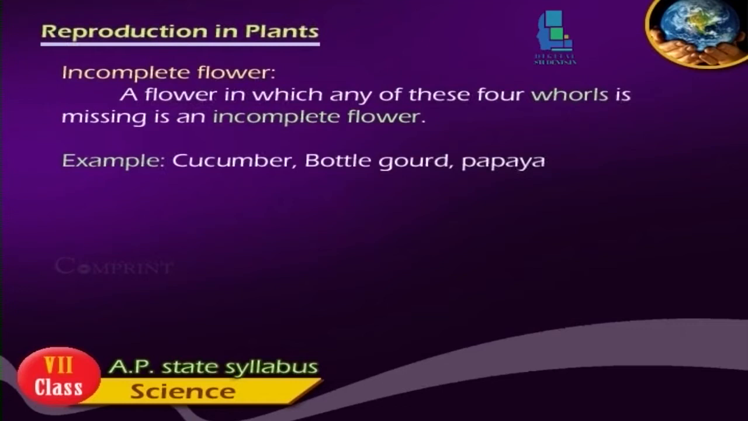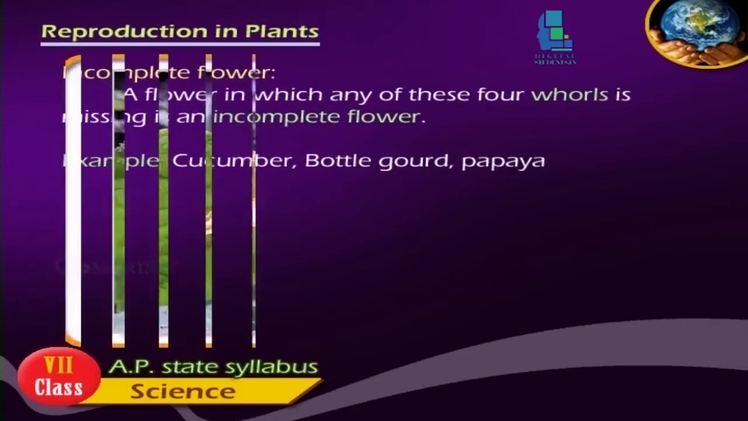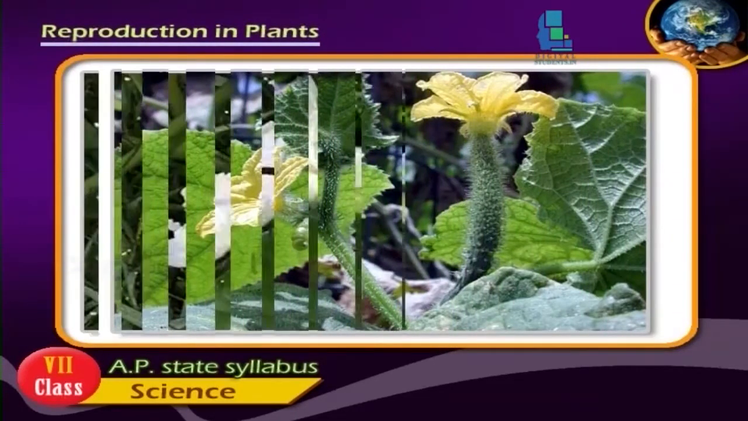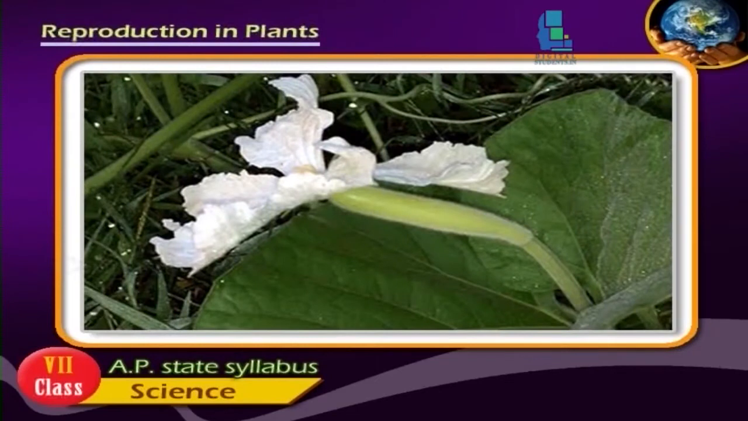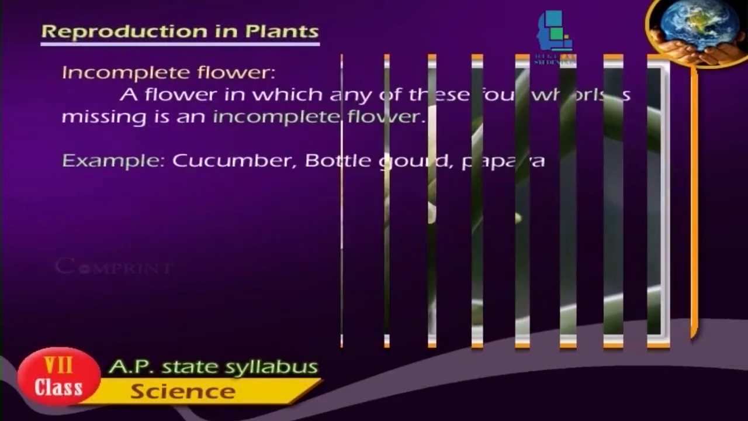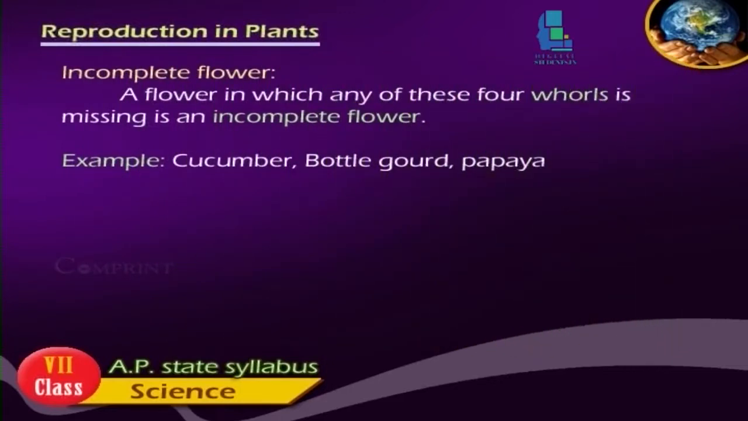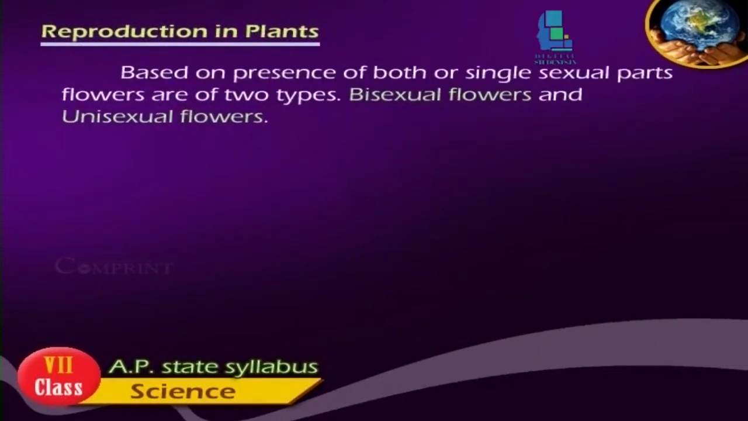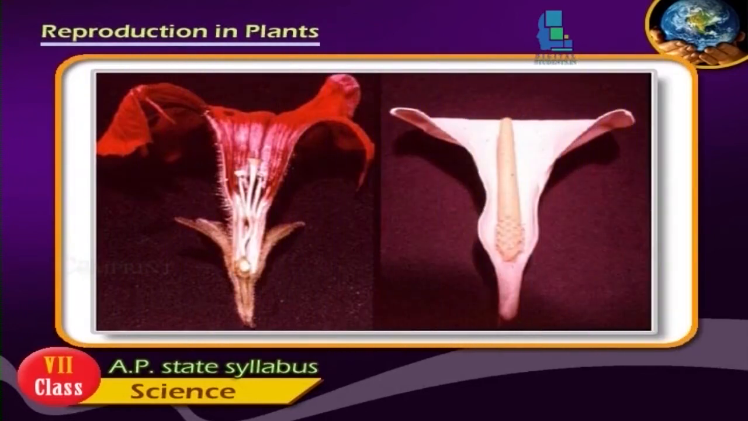Incomplete flower. A flower in which any of these 4 whorls is missing is an incomplete flower. Example: cucumber, bottle gourd, papaya. Based on presence of both or single sexual parts, flowers are of two types: bisexual flowers and unisexual flowers.